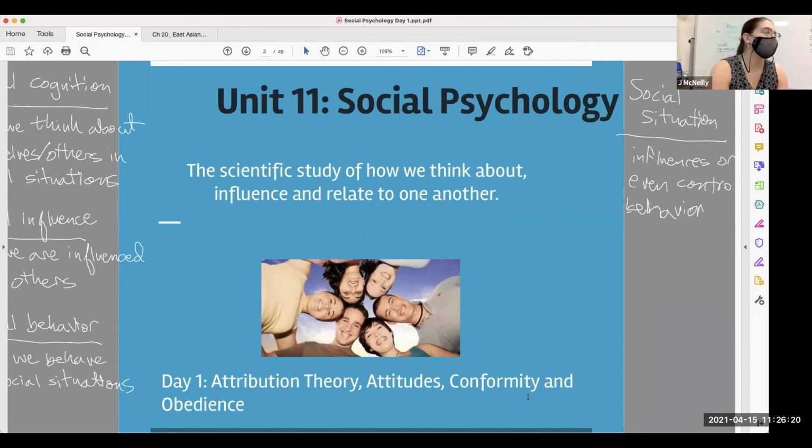So this first PowerPoint, I know it says day 1. We're not going to finish this in a day. Okay, this first PowerPoint deals with attribution theory, attitudes, conformity, and obedience. There are some key words that you're going to need to be familiar with for this unit. Let me zoom out so you can actually see them. That would be nice.